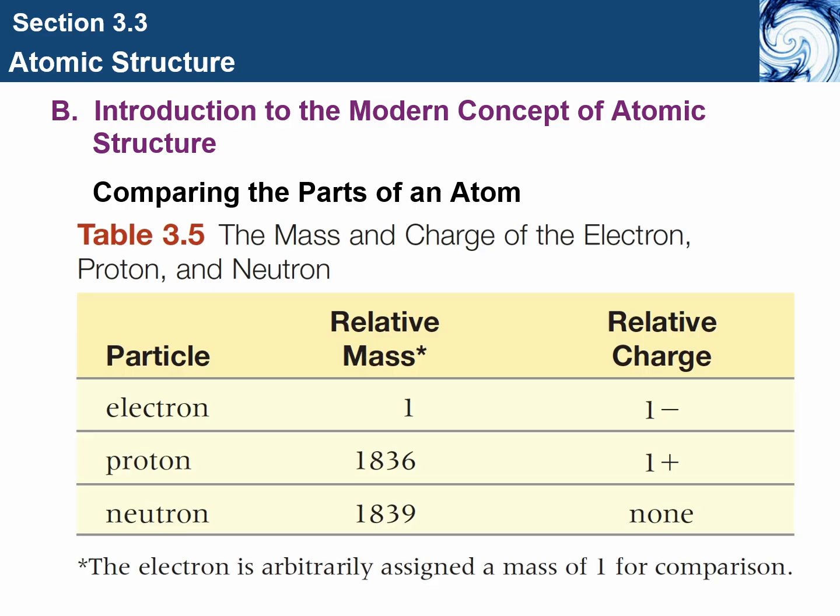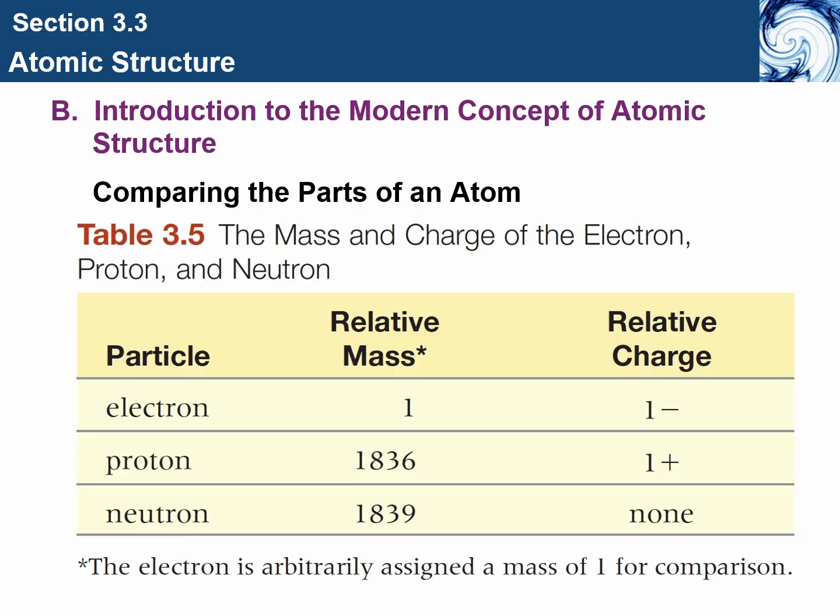All right, this table compares the relative mass and charges of the electrons, protons, and neutrons. On the relative mass scale shown, the electron is assigned a mass of 1 for comparison. A proton has a relative mass of about 1836, and a neutron has a relative mass of about 1839. So yes, the neutron has a little bit more. This shows that protons and neutrons are way bigger than electrons and almost equal in mass.